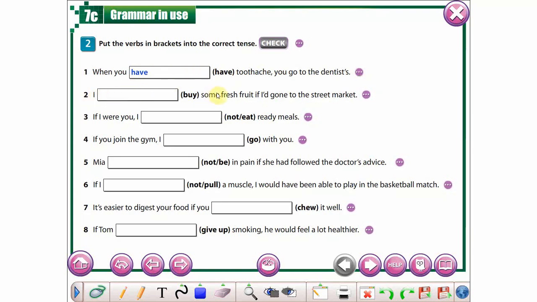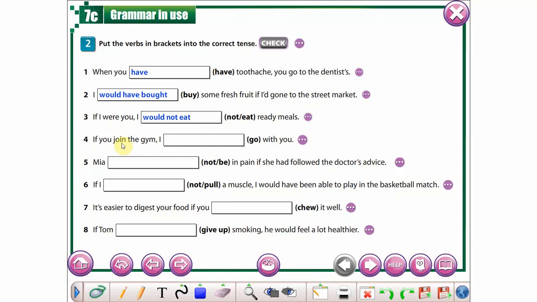Okay? Number 2, I buy some fresh fruit if I had gone to the street market. I had gone means I had gone. So this is type what? Type 3. In type 3 we should use would have plus past participle. So the answer is I would have bought. Number 3, if I were you. It's easy. If I were you, I would not eat ready meals. Type 2, don't forget.